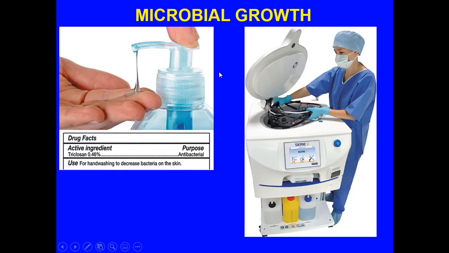Okay, and here's a couple of reminders. This is an antibacterial hand wash. You can see it has triclosan at 0.46%, very low amount. Now here is something where they're taking in and basically sterilizing this. I think this is, I want to say, and it looks like it might be something like an endoscope.